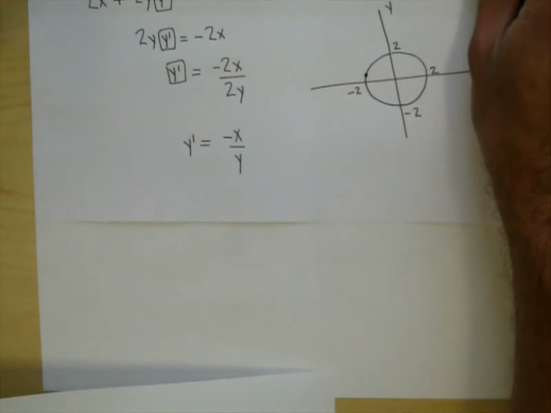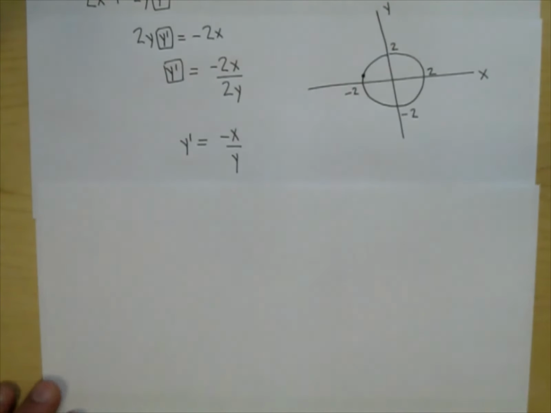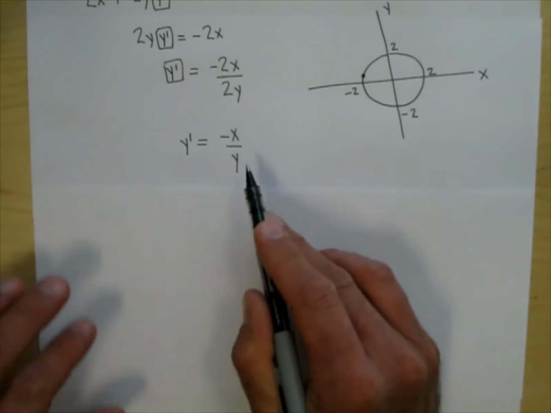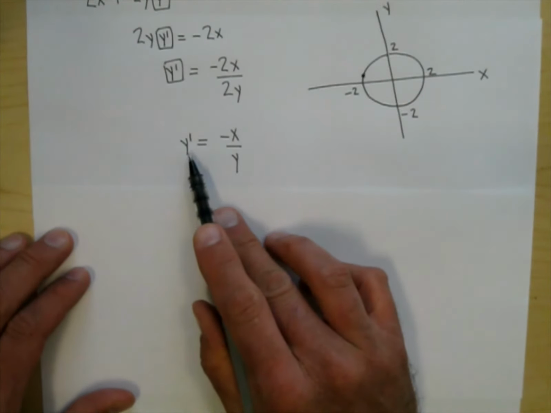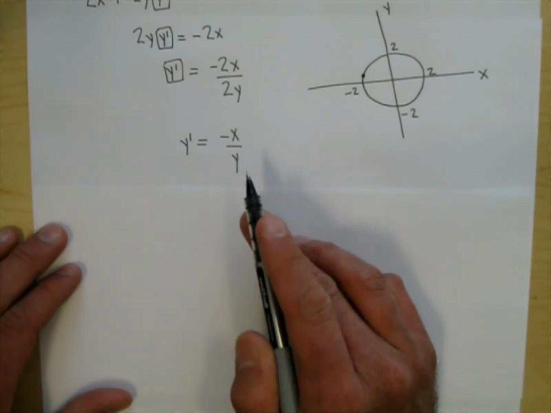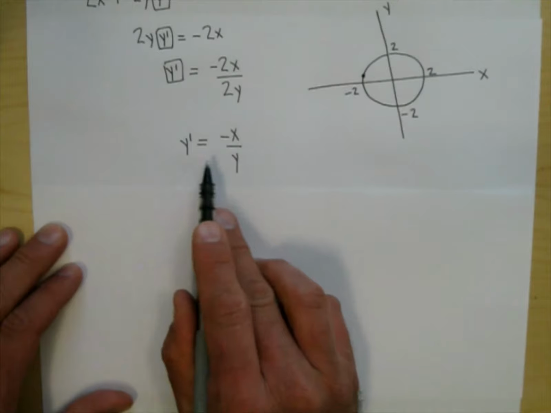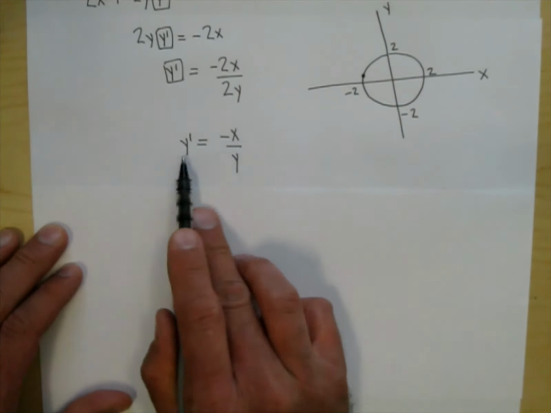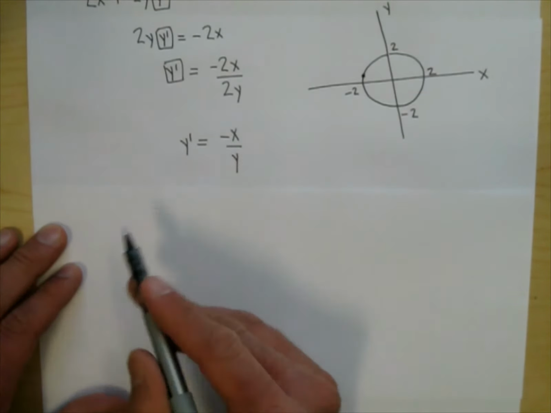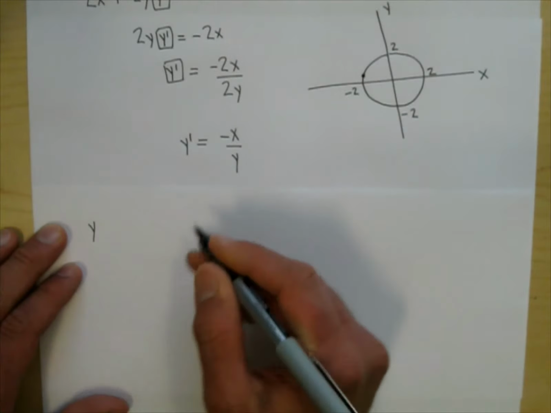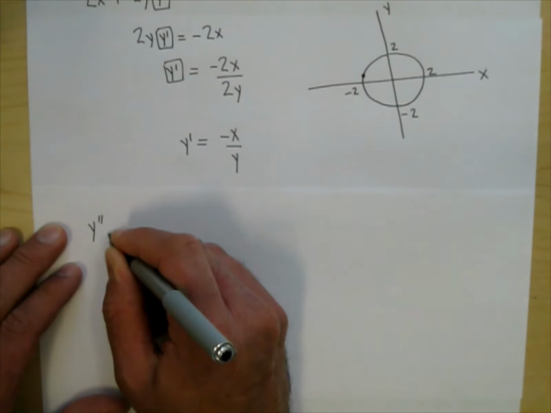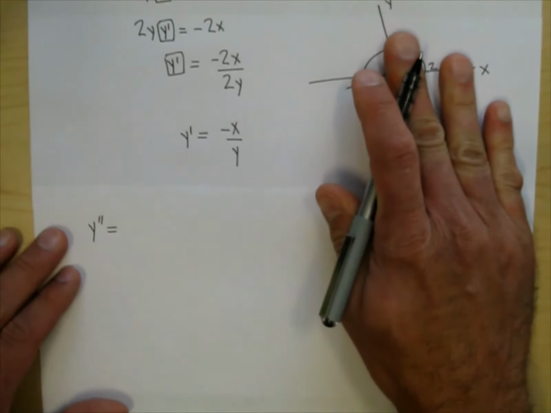So keep this here, like this. So how are we going to find y double prime? I mean, we've never done a problem like this. We found the second derivative, but not when the first derivative had some y's in it. Well, what we're going to do is apply the derivative gun to both sides of this equation again. So I'm not going to write that this time. I'm just going to say y double prime is. And so that's what I'm going to do.